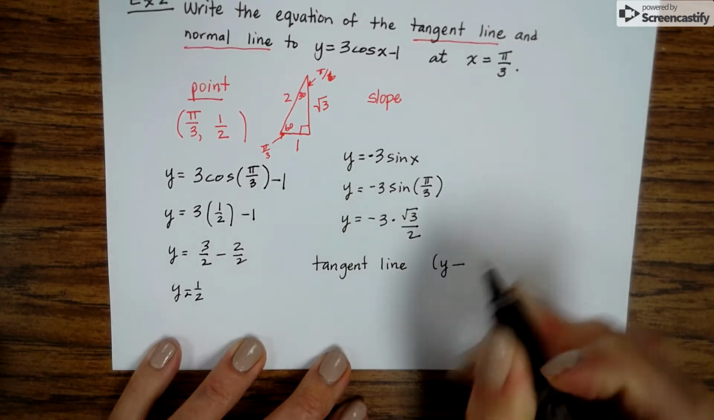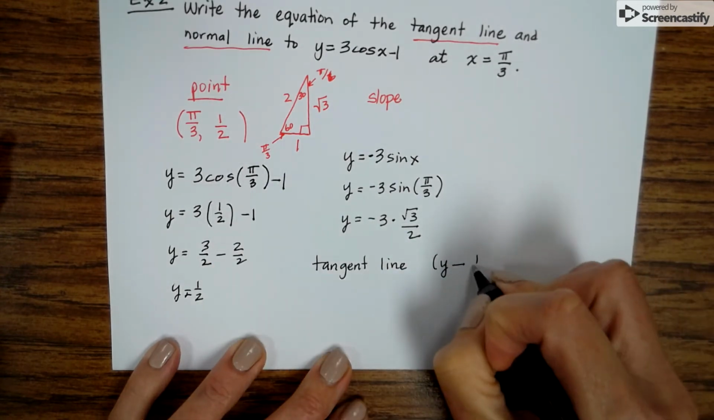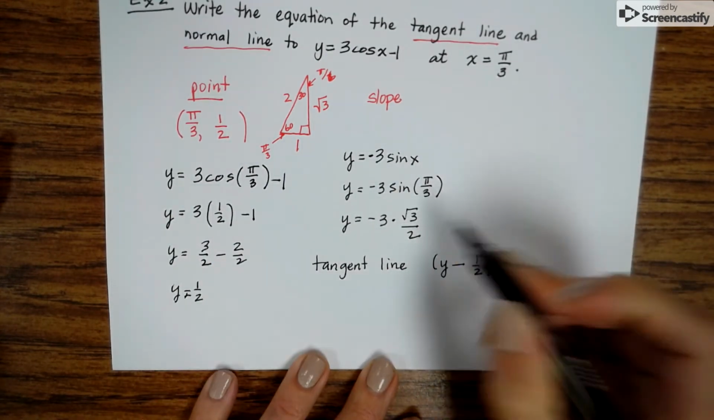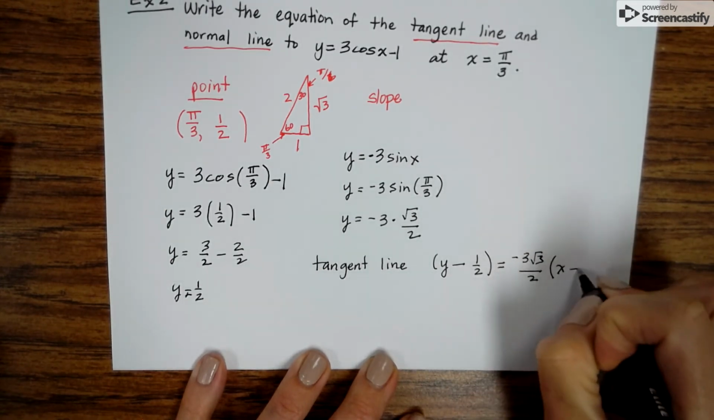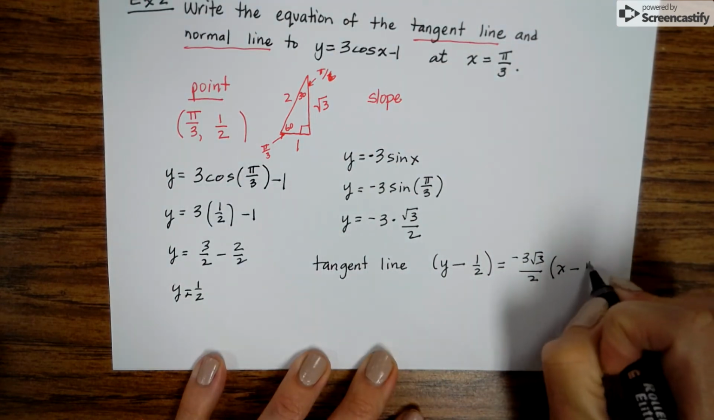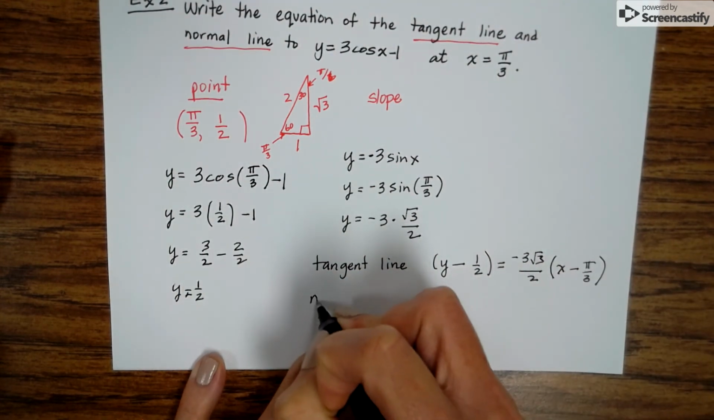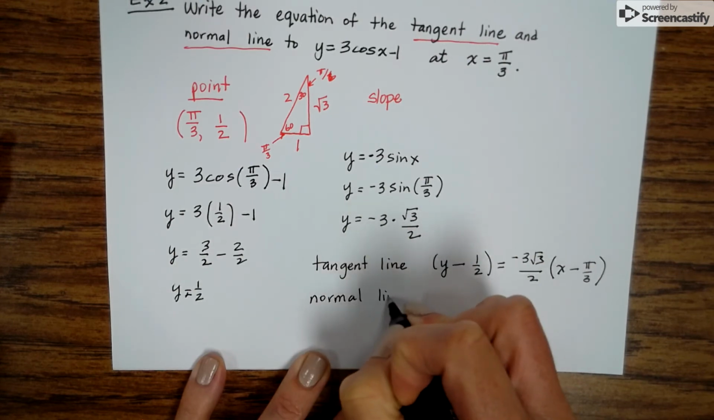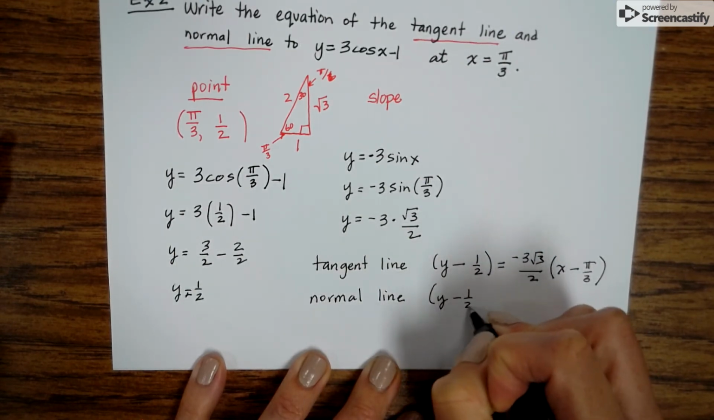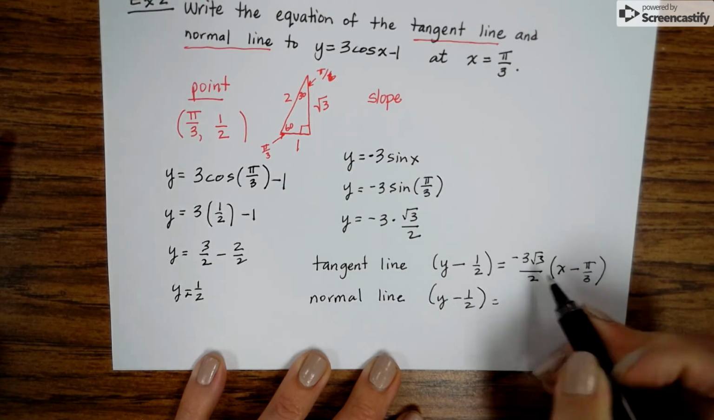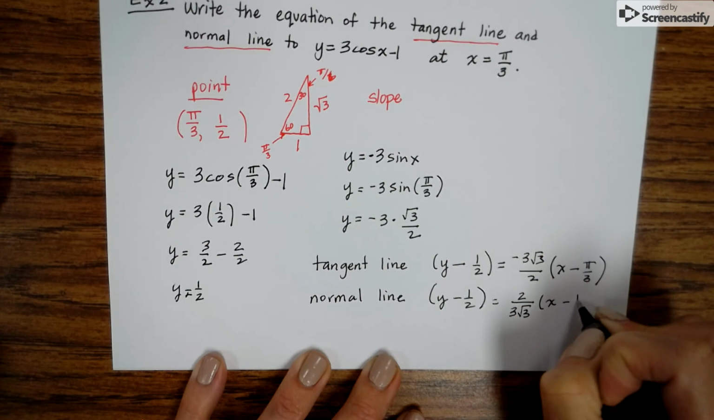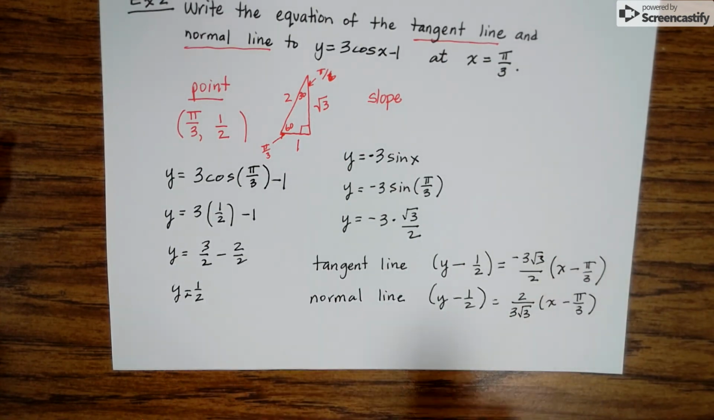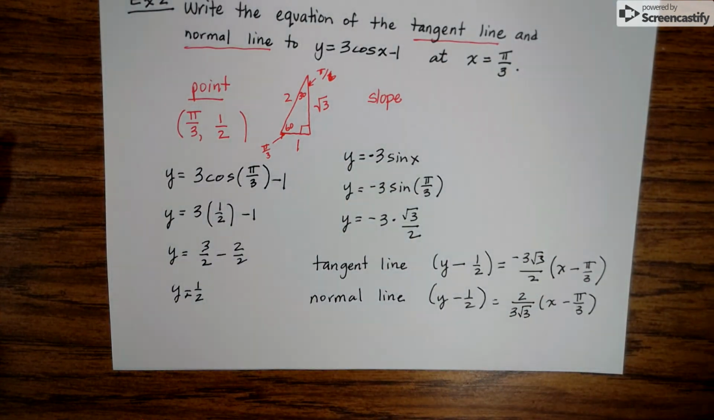So my tangent line is y minus the y value equals the slope times x minus the x value. So that's on that. And then the normal is all the same, just the slope is now the opposite reciprocal, and you do not have to rationalize. Yippee! And that's it, done.